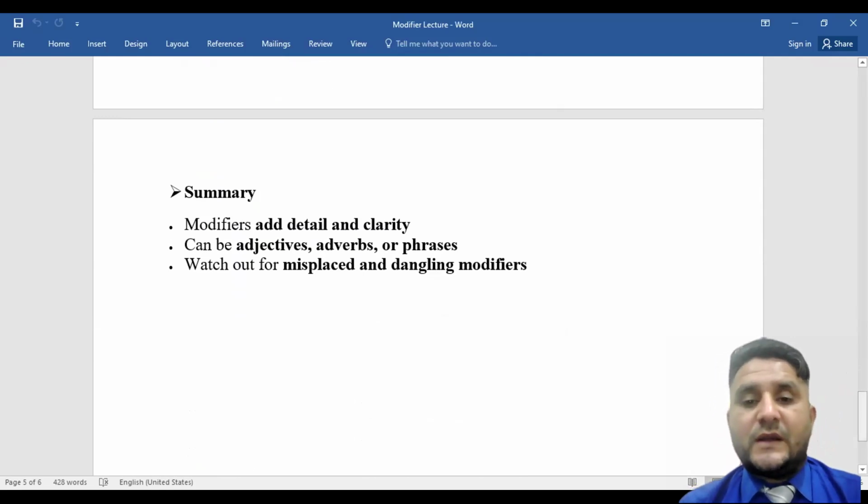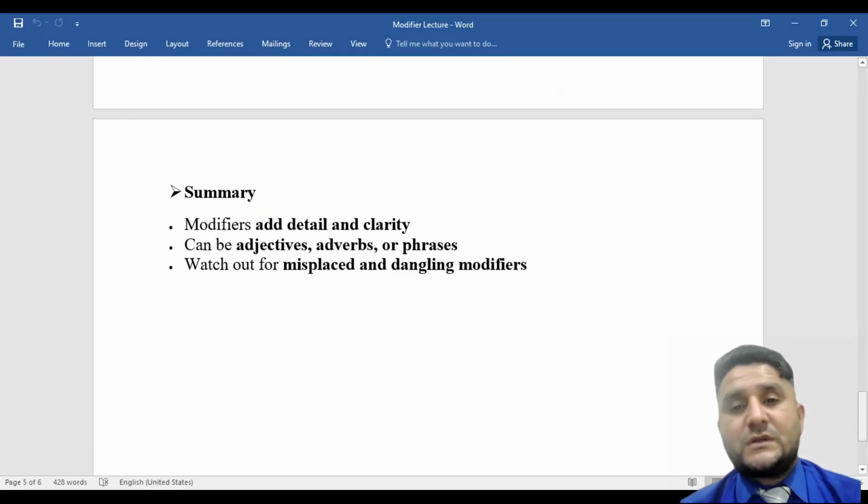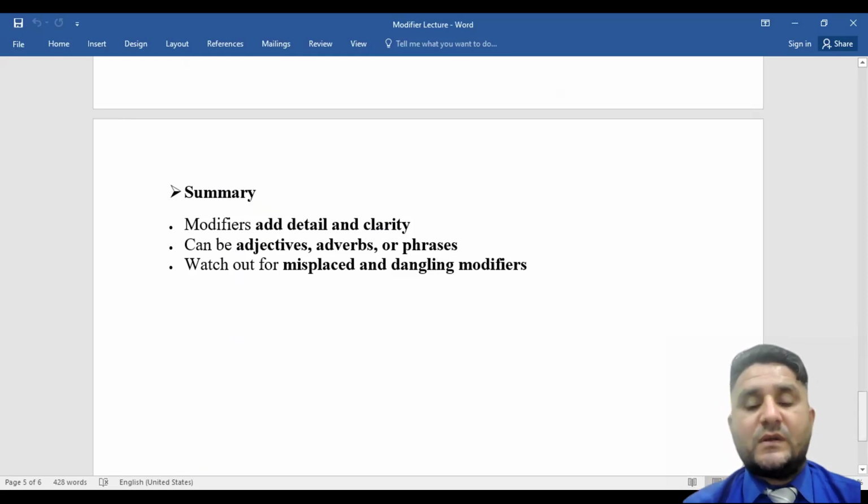But further, we'll understand these modifiers when we compare and contrast them, and we'll talk about modifiers versus adverbs. A clear-cut understanding will be developed there.